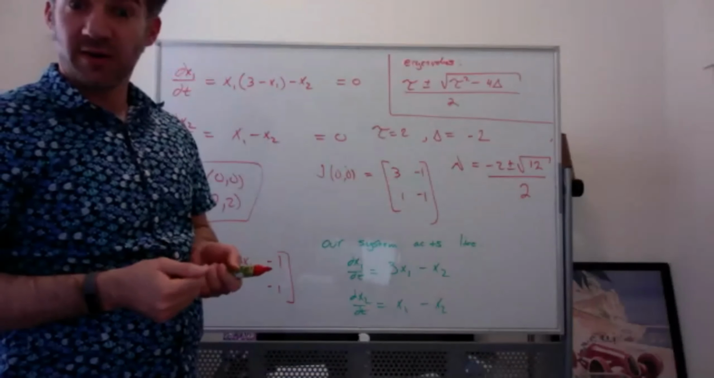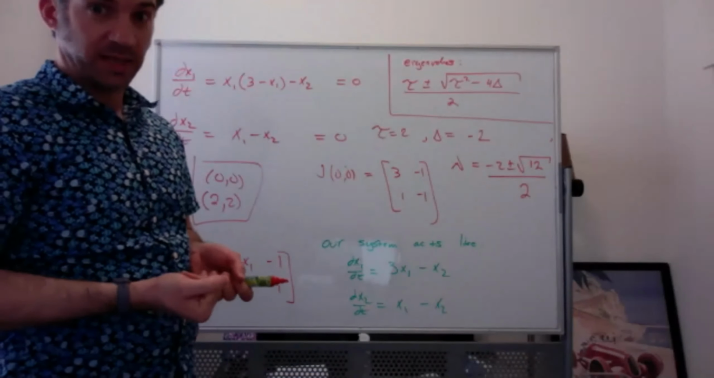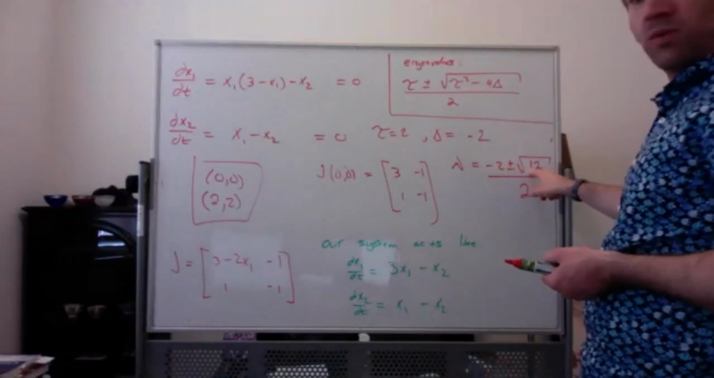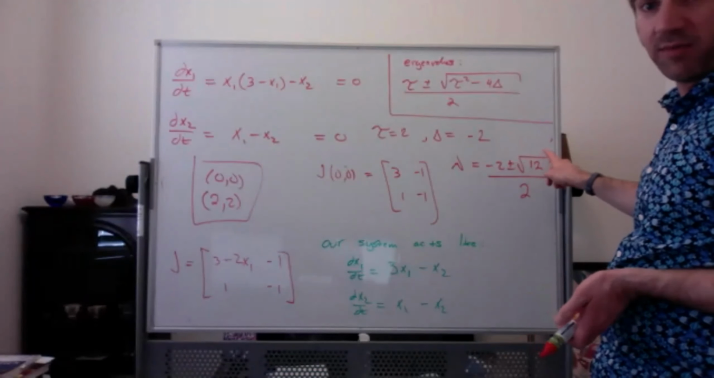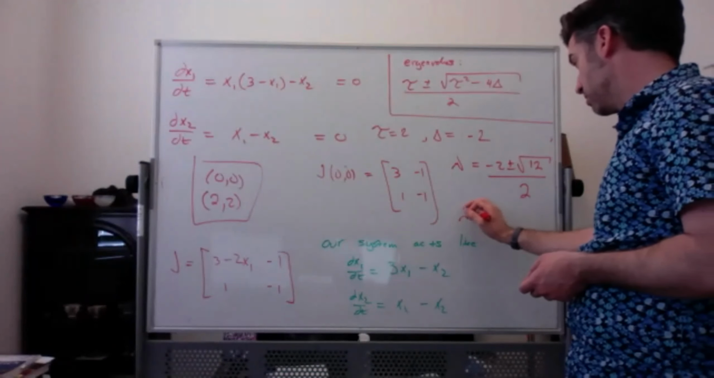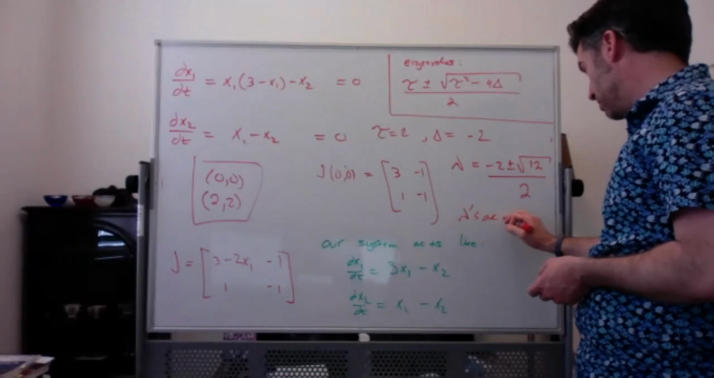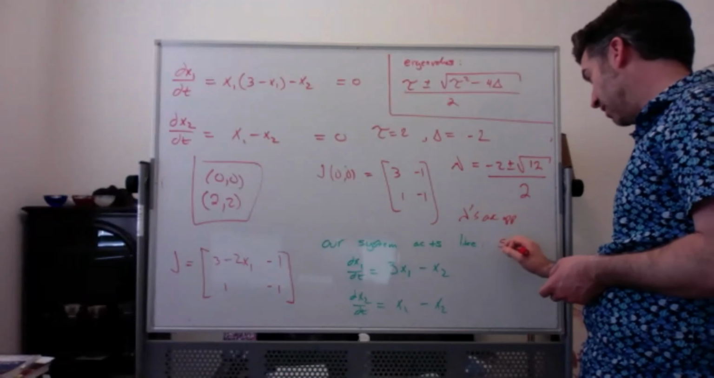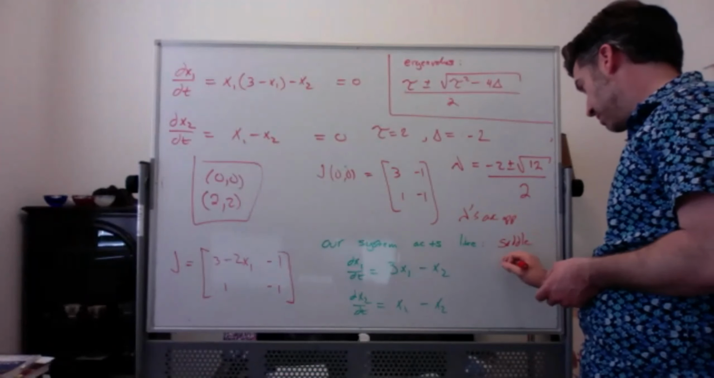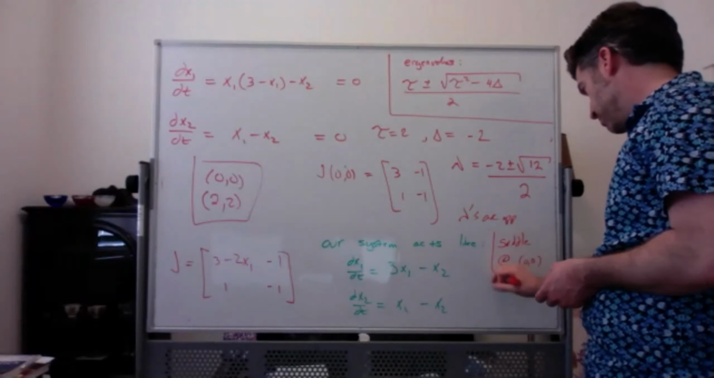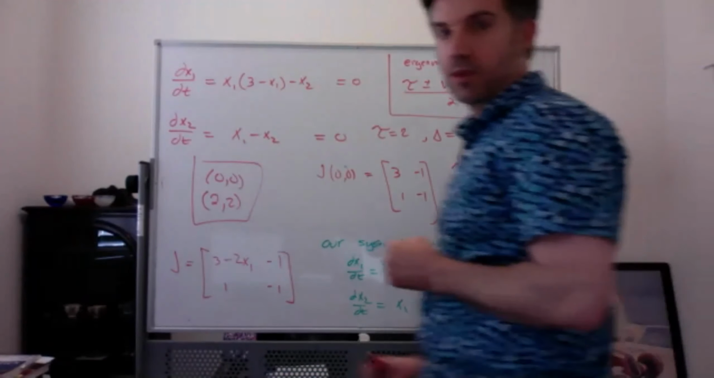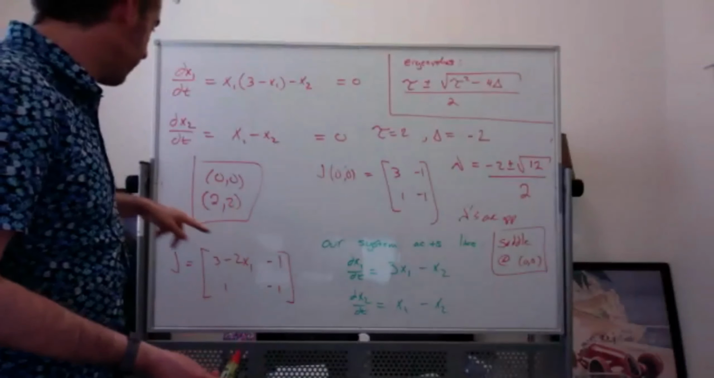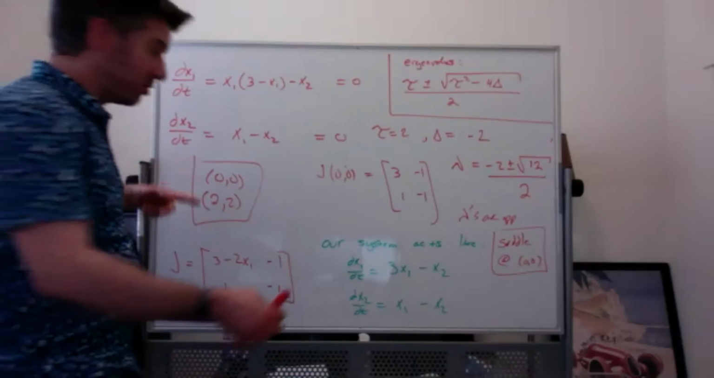So I know my eigenvalues are real, which means I have to think about the sign. Negative 2 minus root 12 is definitely negative. Negative 2 plus root 12 is definitely positive. So my eigenvalues are opposite signs, meaning we have a saddle at 0, 0. And then we can do the same thing for the other critical point, 2, 2.